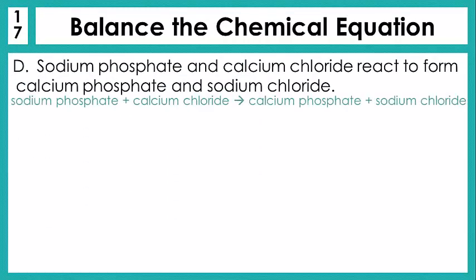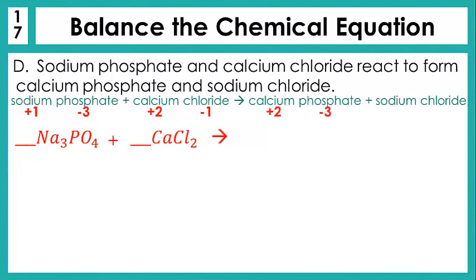For D, sodium phosphate is reacting with calcium chloride to form calcium phosphate and sodium chloride. So these are all ionic compounds, which means we have to make sure that the charges are neutral on all of them. So sodium phosphate, I'm going to get 3 sodiums for every 1 phosphate. Calcium chloride is CaCl2. Calcium phosphate, so I've got +2 and -3. So I'm going to aim for 6 on each side. So 3 calciums gives me +6 and 2 phosphate gives me -6. And last, I've got sodium chloride, which is just +1 and -1.